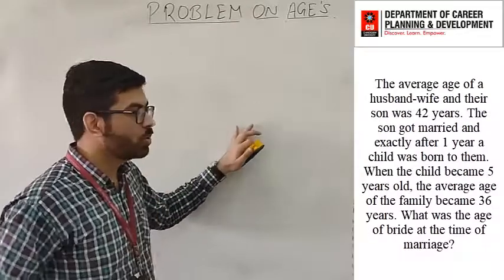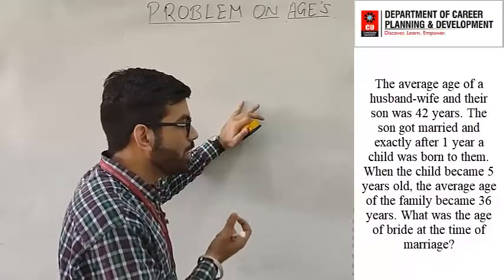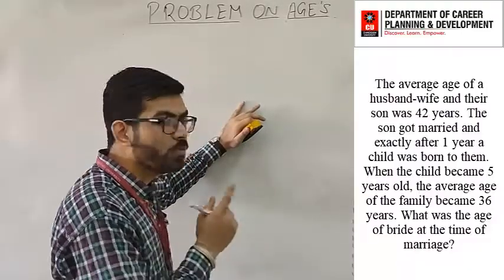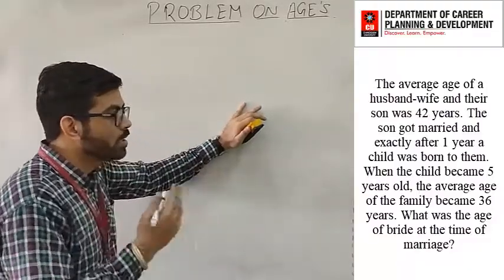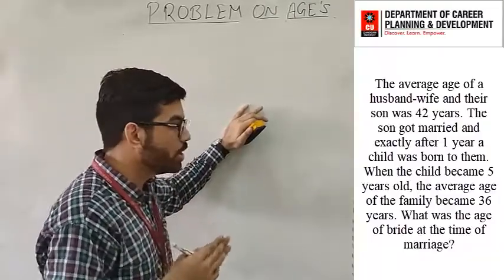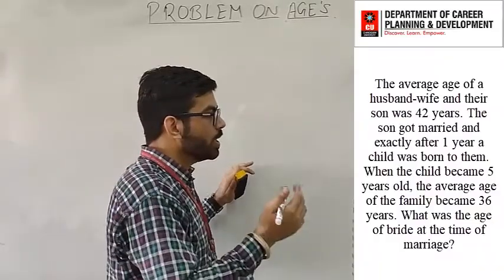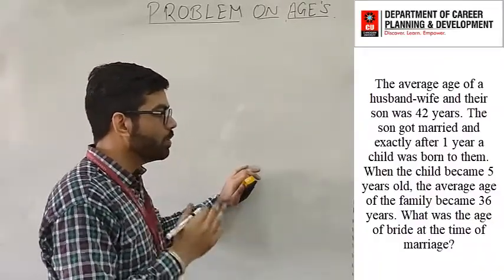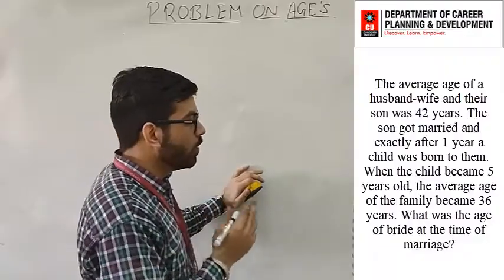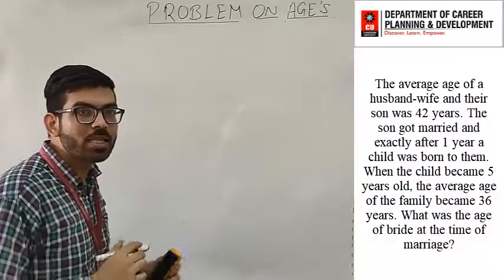Okay, let's move to another question. The average age of a husband and wife, and their son was 42 years. Then the son got married, and exactly after 1 year a child was born to them. When the child became 5 years older, the average age of the family became 36 years. Then what was the age of the bride at the time of marriage? So let's see how to solve this type of question.